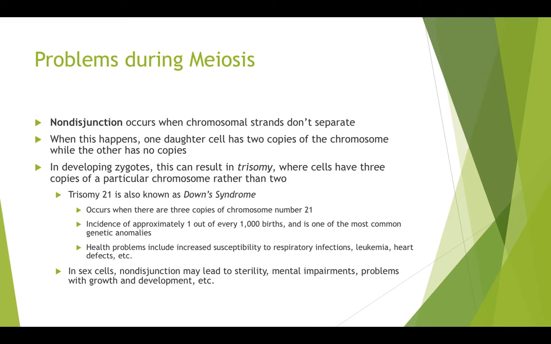There are health problems that come with these trisomies, and so specifically for trisomy 21, this includes an increased susceptibility to respiratory infections, an increased occurrence of leukemia, and some cardiac problems, heart problems that sometimes lead to younger age death.